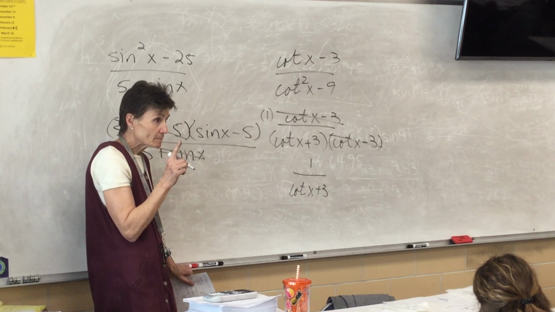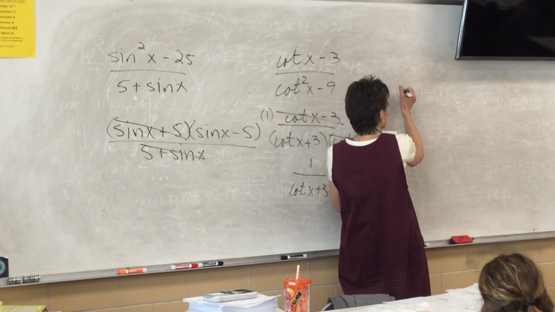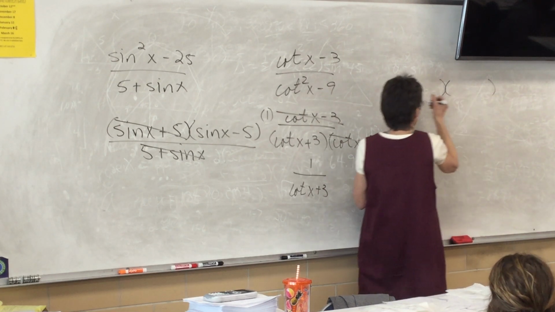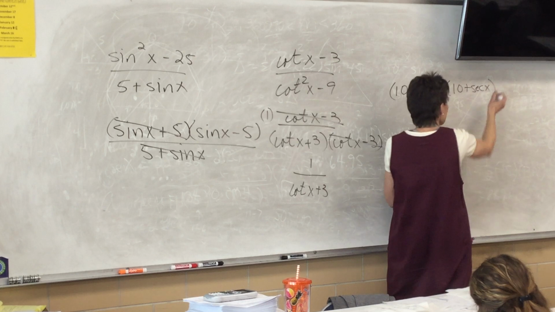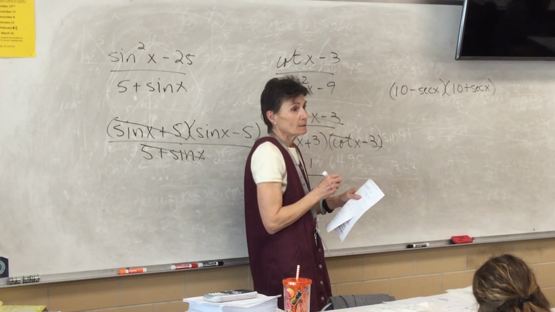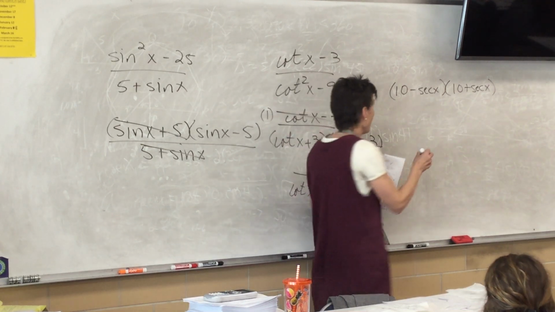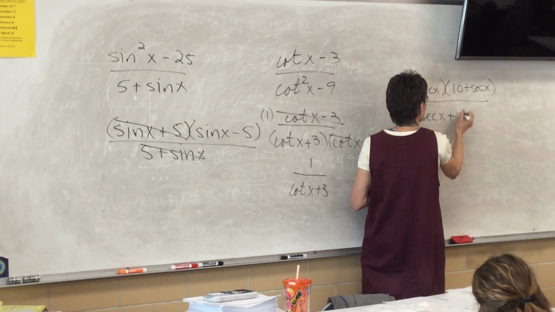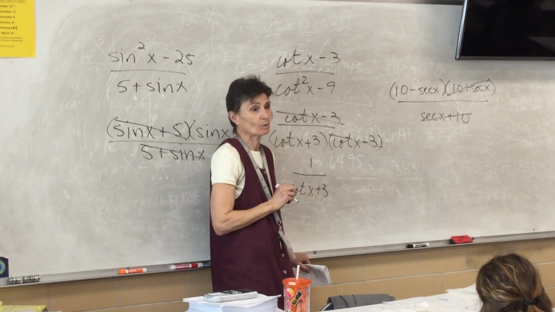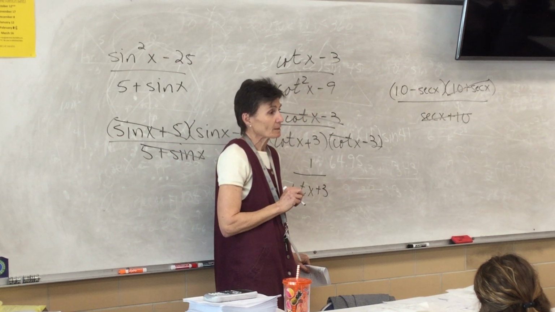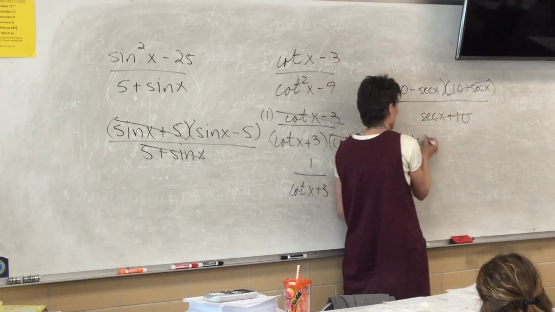Got it? One more, same thing. What are you going to do at the top? Factor it into what? 10 minus secant, 10 plus secant. Please leave them in the order they are. If 100 comes first, you've got to do 10 minus and 10 plus. And then the denominator is secant plus 10. These are being added, so it's the same. It's only the subtraction one that's got to be in the right order. The addition one is right. So the answer is 10 minus secant x. That's what you're going to draw a circle around, right?